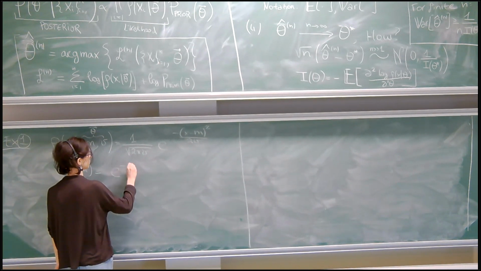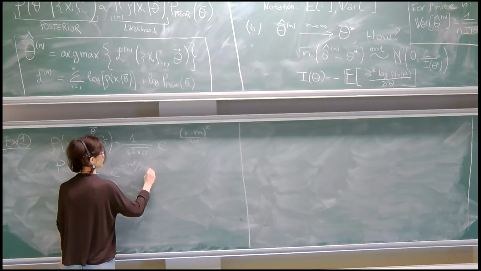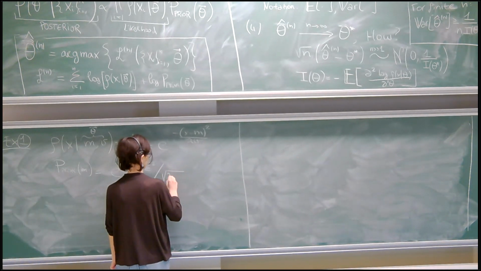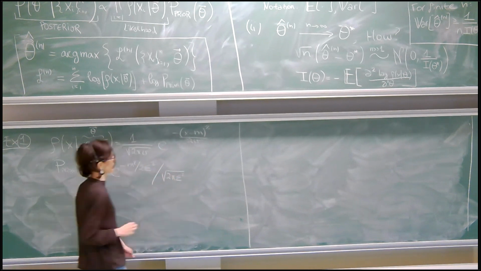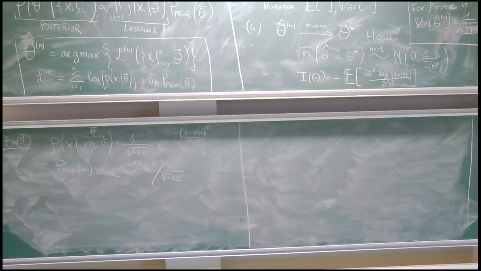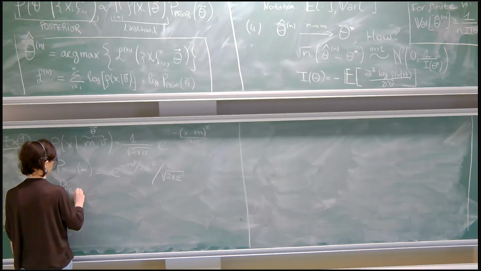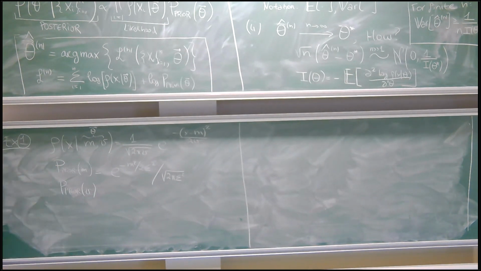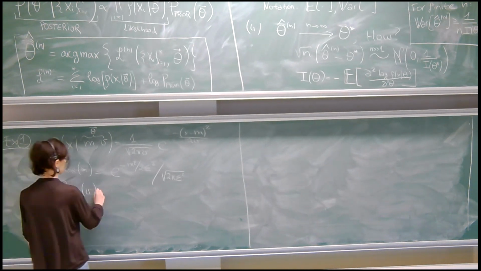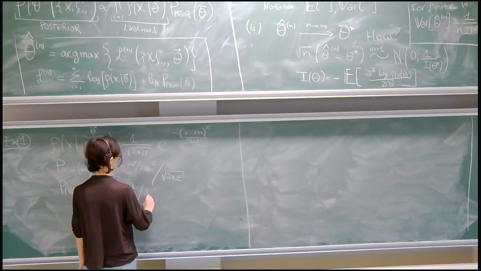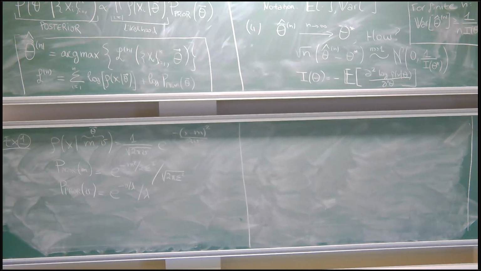So the prior will be e to the minus m squared over 2 capital Sigma squared, divided by square root of 2 pi capital Sigma squared. And for the variance, we have, at the beginning, good reasons to believe that this is distributed as an exponential, so e to the minus v over lambda, divided by lambda. Okay, and now we just want to apply this recipe to get estimates for these parameters.